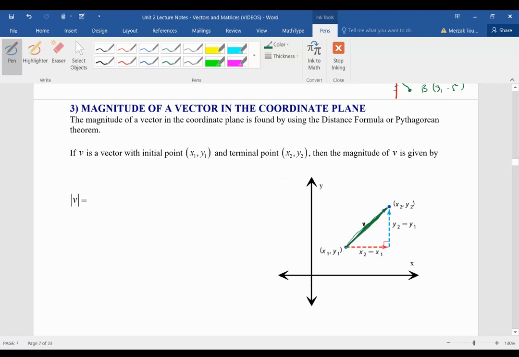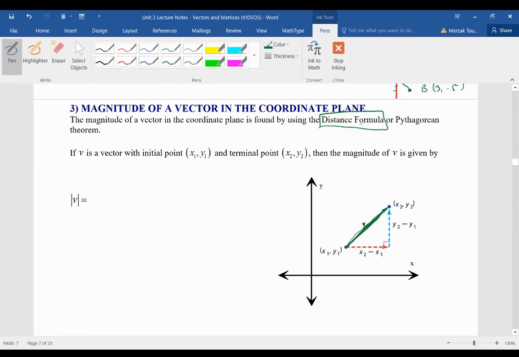Well, if I know the x component and the y component, I can simply use Pythagorean theorem. So it would be v squared equals x squared plus y squared, and then isolate v. Or if I have the coordinates of the initial point of the vector and the coordinates of the terminal point of the vector, then I can simply use the distance formula. I use Pythagorean theorem if I have the x component and y component. So most of the time we just use the distance formula.